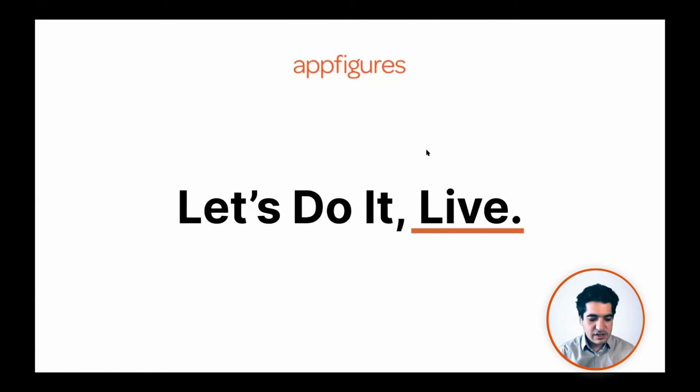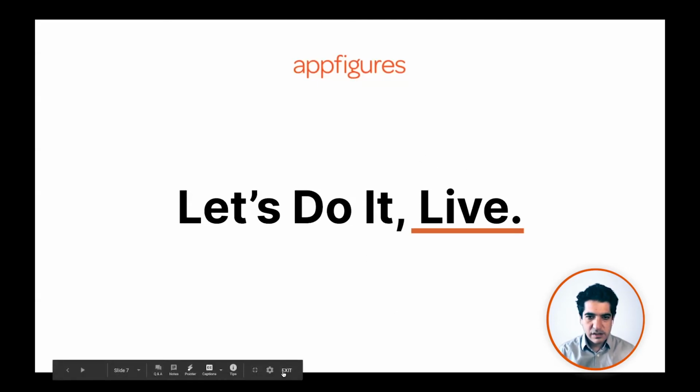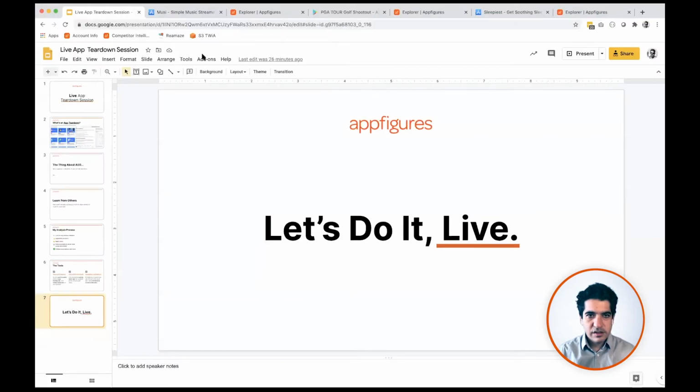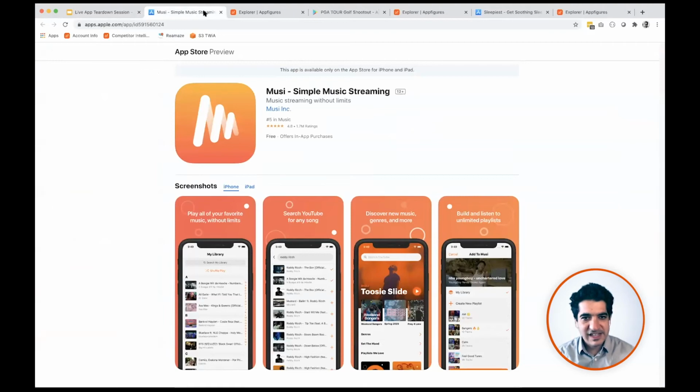So let's get out of here. And let's get to the first app that I want to be looking at today. And the app is Musi, simple music streaming. Now, I'm not too familiar with any of the apps that I picked, and that is on purpose. I wanted to be kind of new and fresh to these apps, so I don't see them as a user, but I see them more as a marketer, from a business perspective.